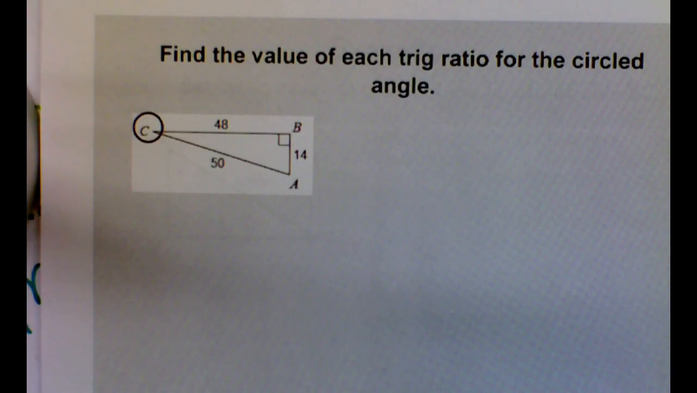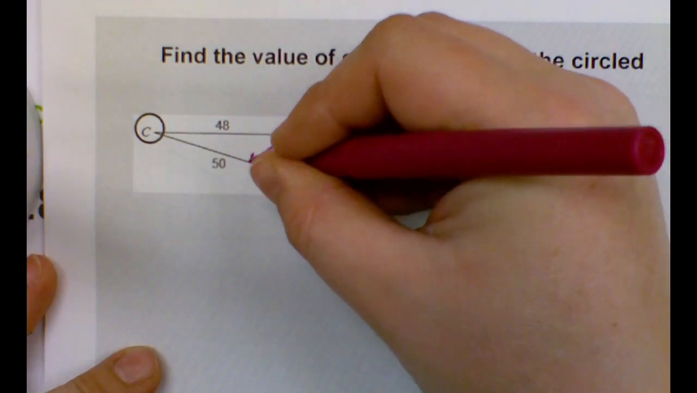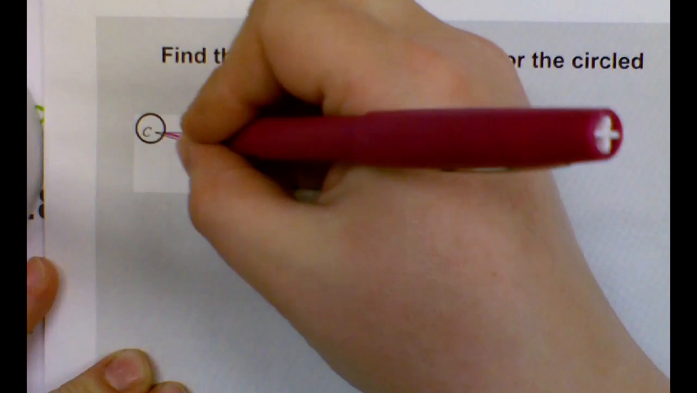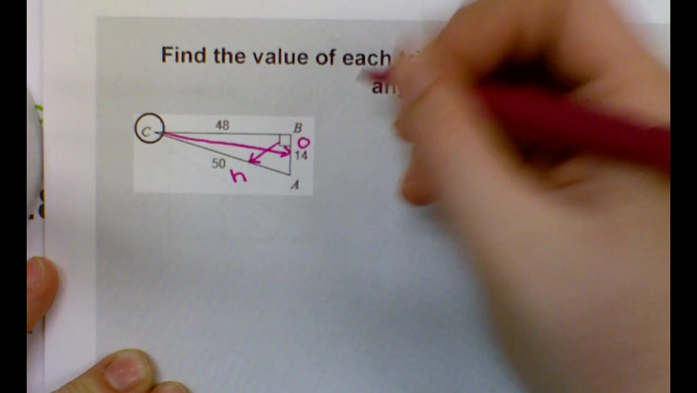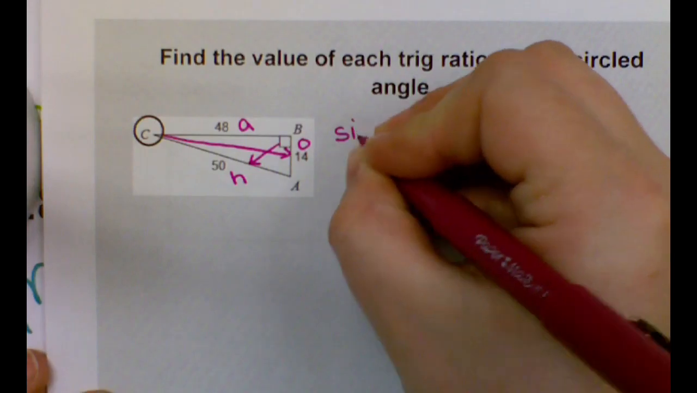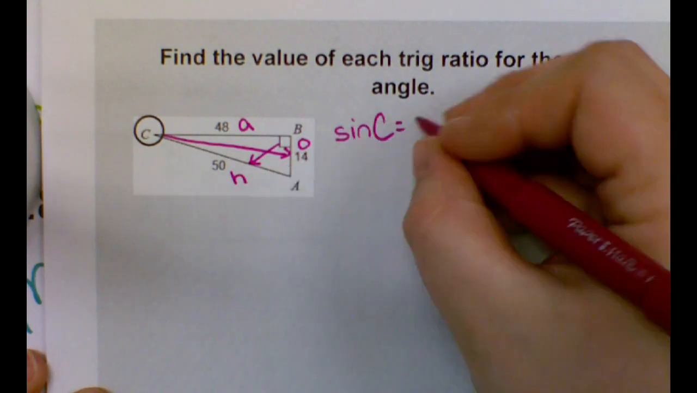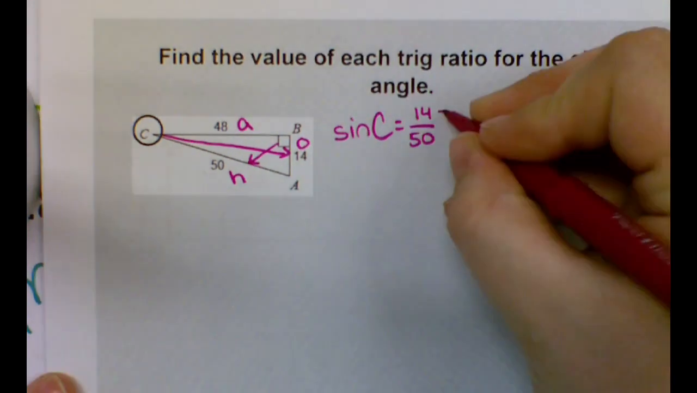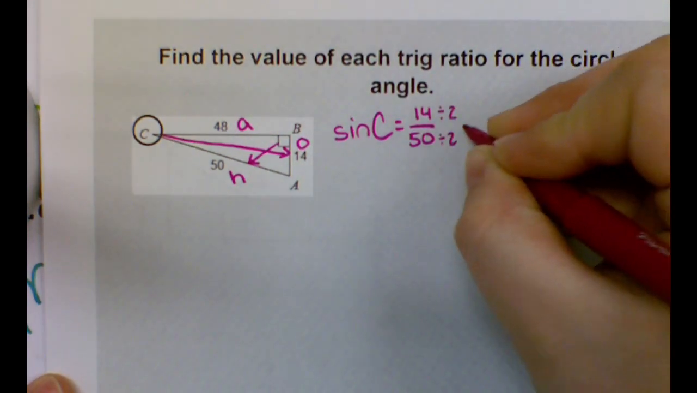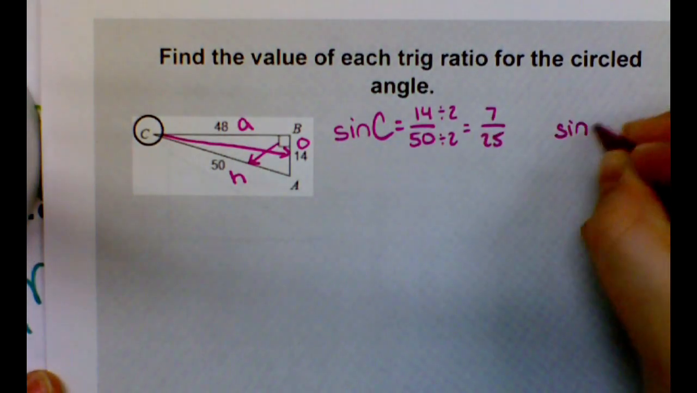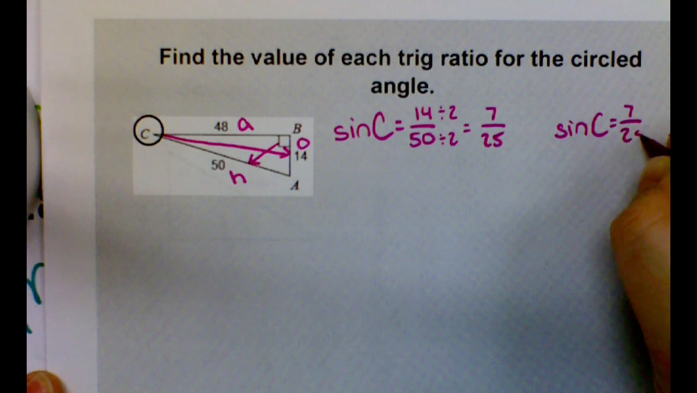So let's try the same thing for this triangle. We're looking at angle C this time. Across from my right angle, the biggest side, is my hypotenuse. Across from the angle I care about is my opposite. Third side's always my adjacent. So the sine of angle C is opposite over hypotenuse, which is 14 over 50. I can divide those both by 2, leaving me with 7 over 25. So sine of angle C equals 7 over 25.